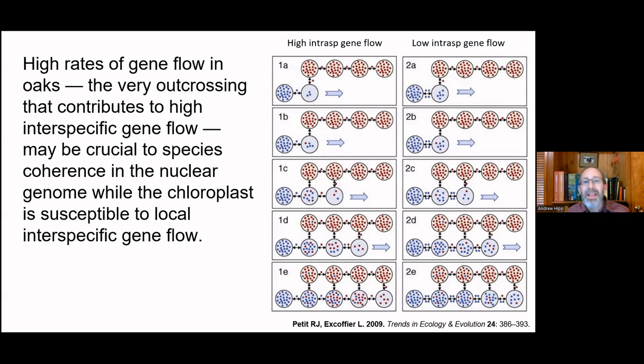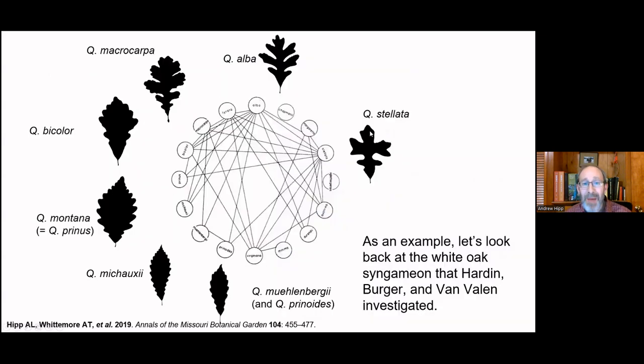Okay, let me show you an example from some work that was done by Mira Garner, who's in the audience right now. Hello, Mira. So as an example, let's look back at the white oak syngameon. This is the group of interbreeding species that James Hardin, Bill Burger, and Leigh Van Valen investigated. So we have post oak, Quercus stellata, white oak, Quercus alba, bur oak, Quercus macrocarpa, swamp white oak, Quercus bicolor.